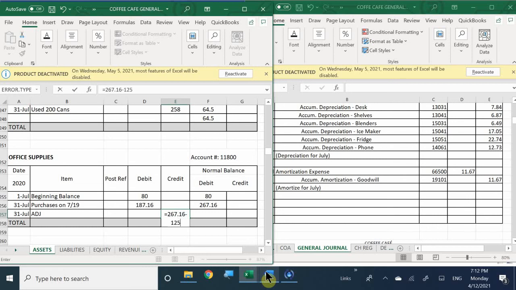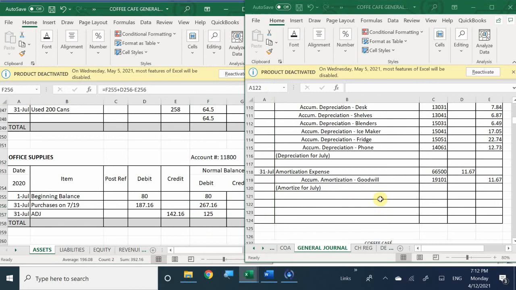And our end goal is we need to reach 125. So I got a grand total of use of 142.16. So if I pull this down, right, that should automatically tell me I have 125 left on hand.